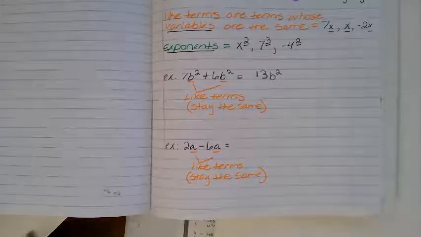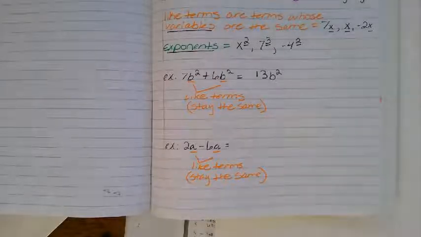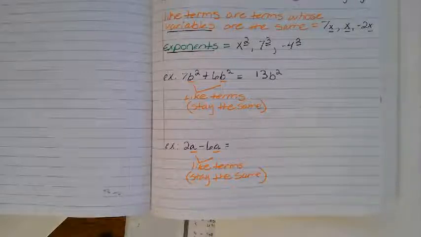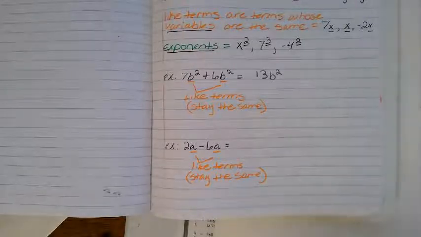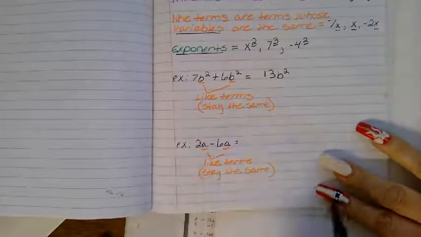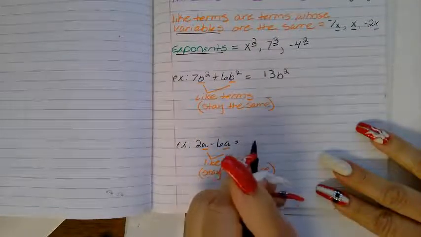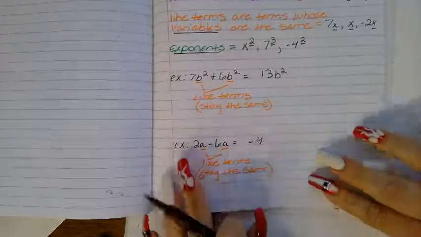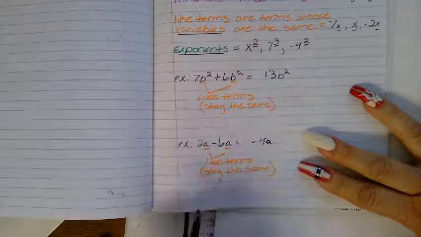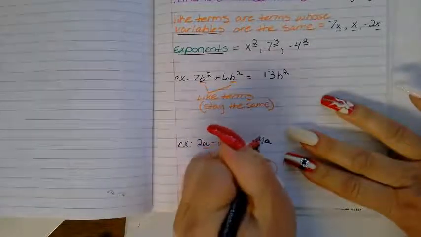Okay, let's see, a negative 4a, all right. Okay, let's see, a positive 4a. All right, so let's see. We're just doing 2 minus 6, which would give us that negative 4. Oh, sorry, that was sloppy. And then our a stays the same. So negative 4a. Let me try to write that a little neater.